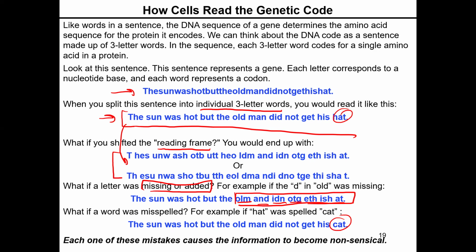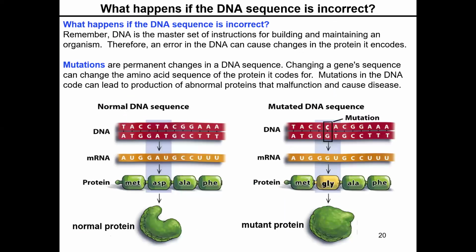The reason why I'm talking about this is that it's going to lead us into something known as mutations. Once we have a mutation, there's essentially going to be a permanent change in the DNA sequence. Changing a gene sequence can change the amino acid sequence of the proteins it codes for. Mutations in DNA can lead to production of abnormal proteins and malfunctions that can cause diseases. It's really important because when we're trying to make these proteins, we want to make them exactly how the DNA is telling us to make them. But if we mess up through transcription or translation, all of a sudden we're going to have something completely different. Or if we have a mutation in our DNA, it's going to code for something completely different.